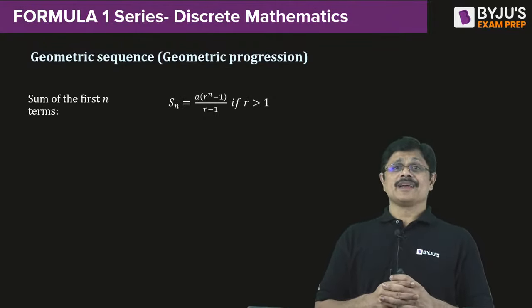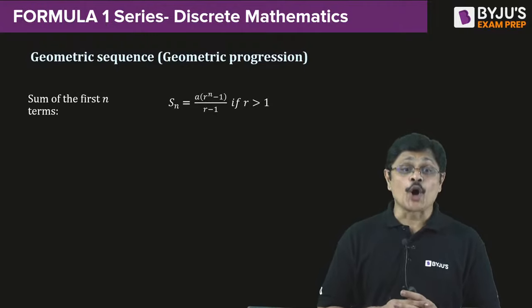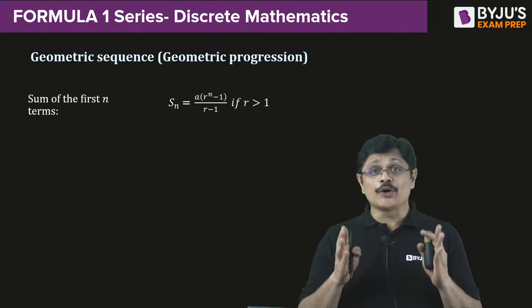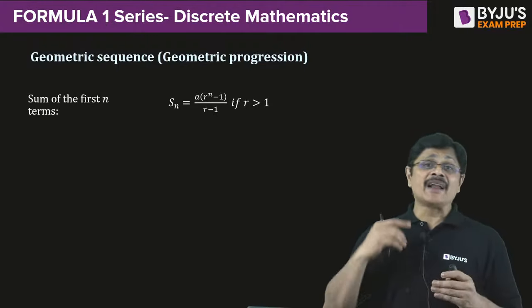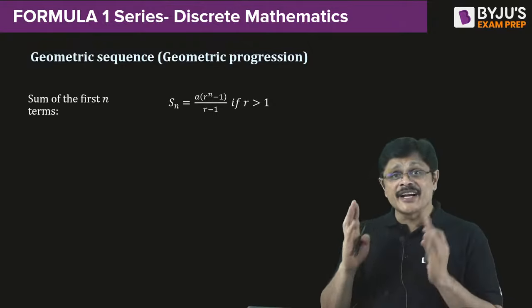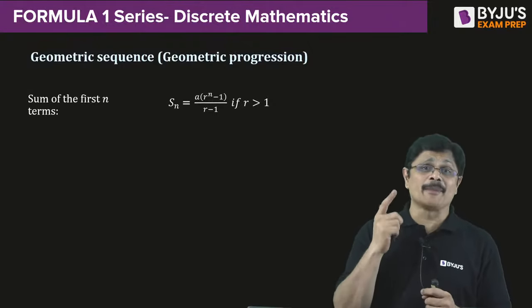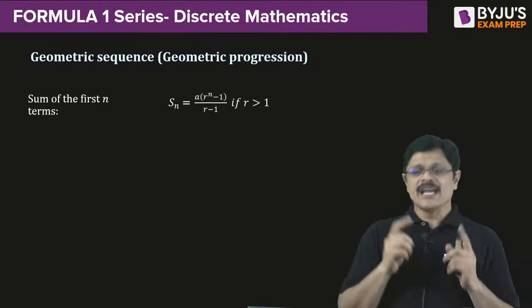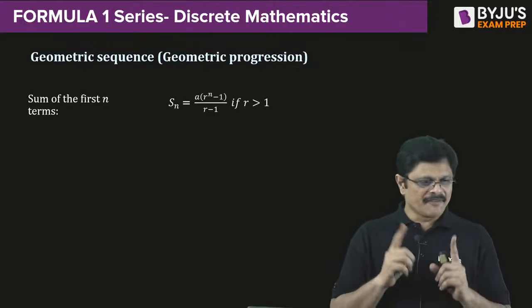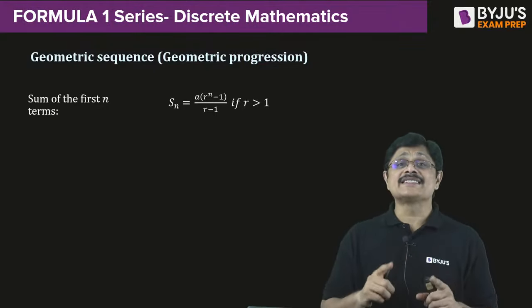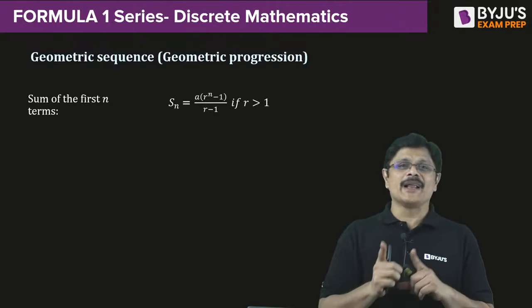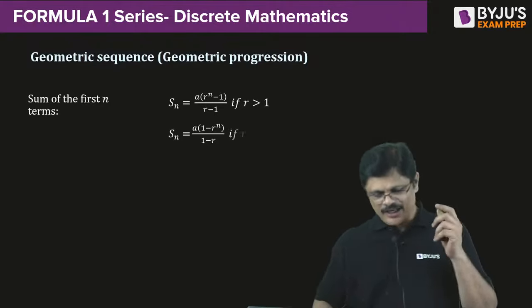which is given by, actually, it depends on the value of r. The value depends on the common ratio. If r is greater than 1, then it is a into r power n minus 1 by r minus 1. If r is less than 1, then it is a into 1 minus r power n by 1 minus r. So that also we will write.